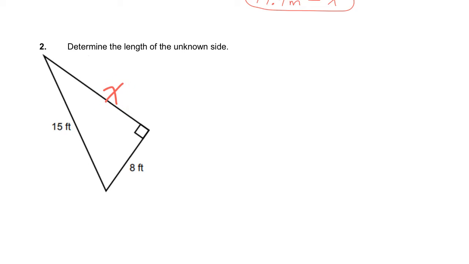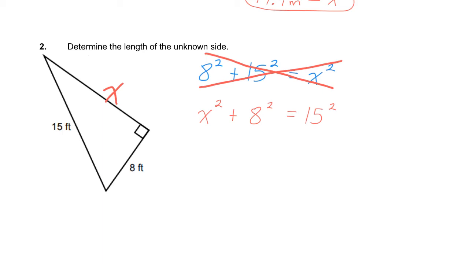A lot of people are going to look at a question like this, and they're going to write 8 squared plus 15 squared equals x squared. That is not right, because x is not the hypotenuse. This is the hypotenuse. So the correct way to write the Pythagorean theorem for this is x squared plus 8 squared equals 15 squared. You have to make sure the hypotenuse is in the right spot in your equation.